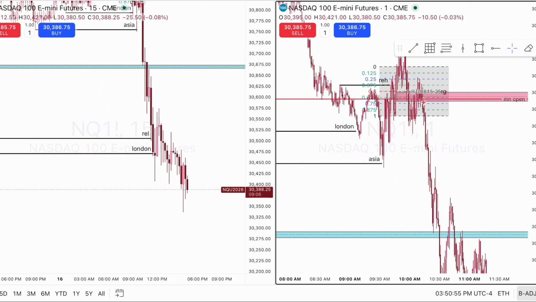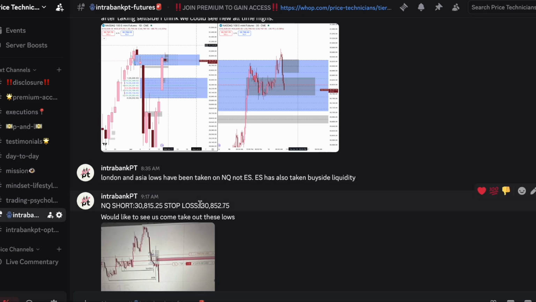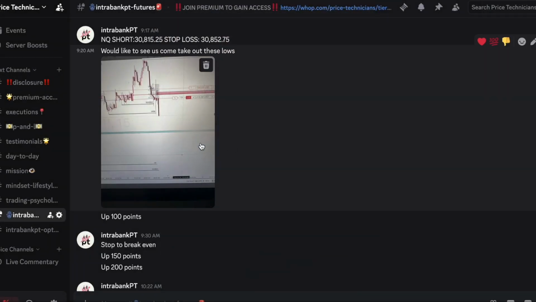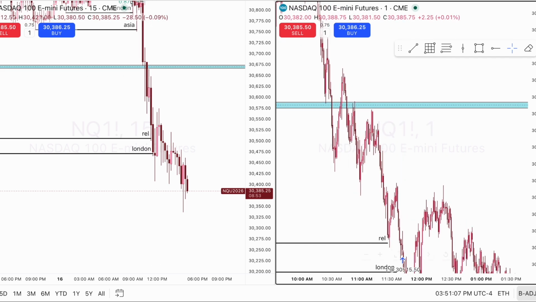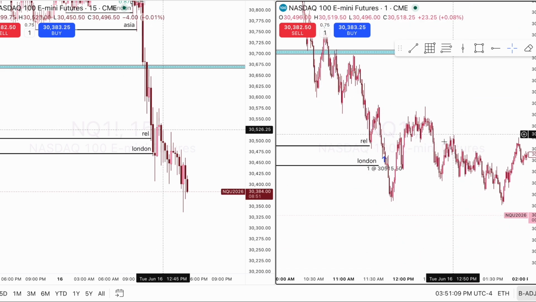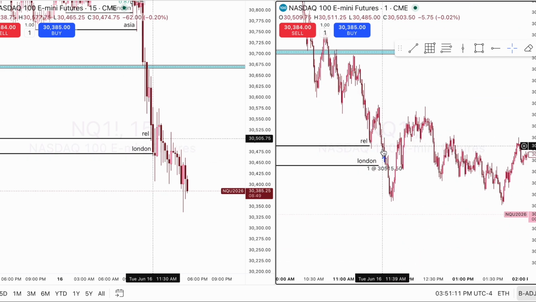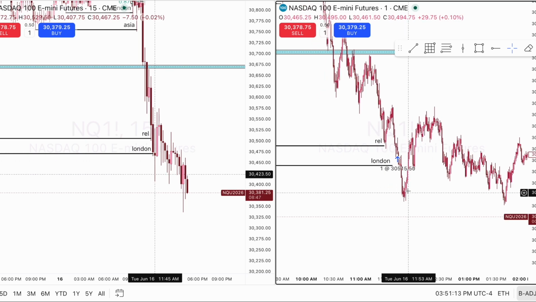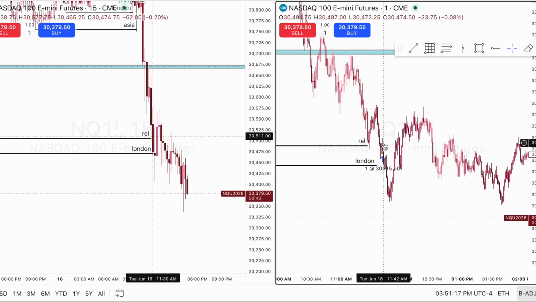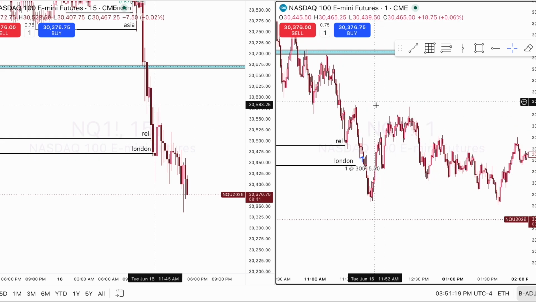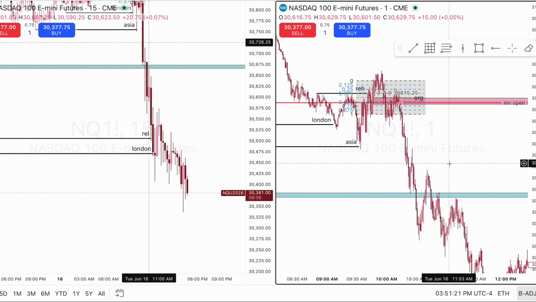And then I said I was expecting us to, this is just a picture of my computer, I was expecting us to come take out these lows. And that is exactly what we did. Down here, as we were doing so, I was trying to get it as we were coming through London, but I closed it a little earlier, obviously. Yeah, it's a great trade, 300 points.